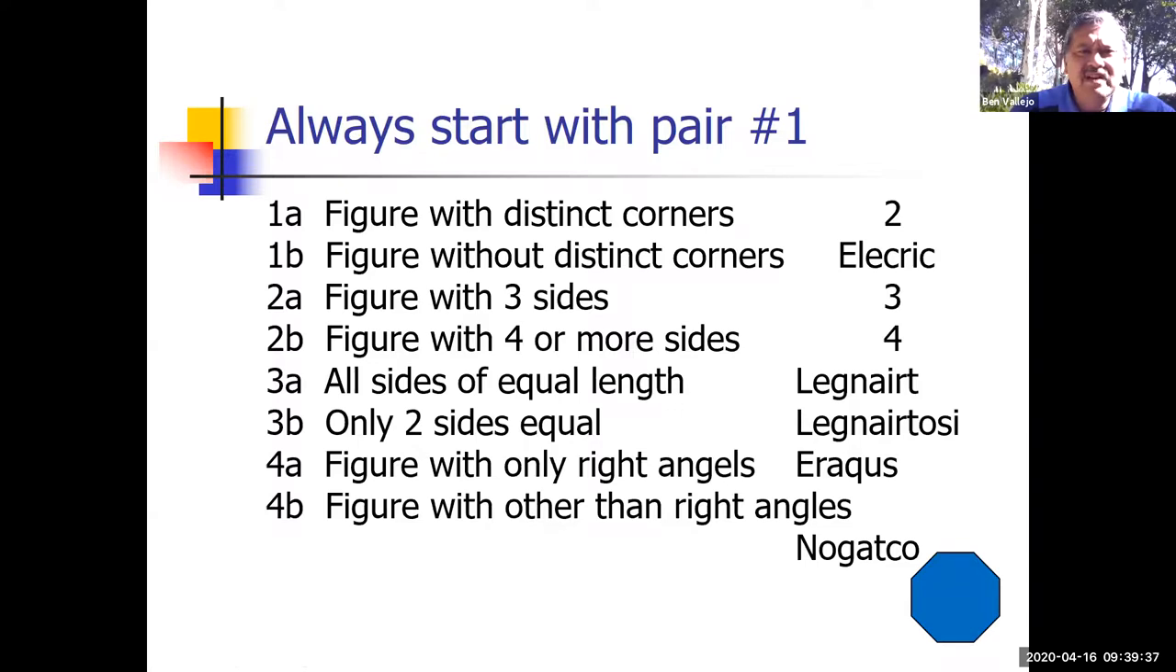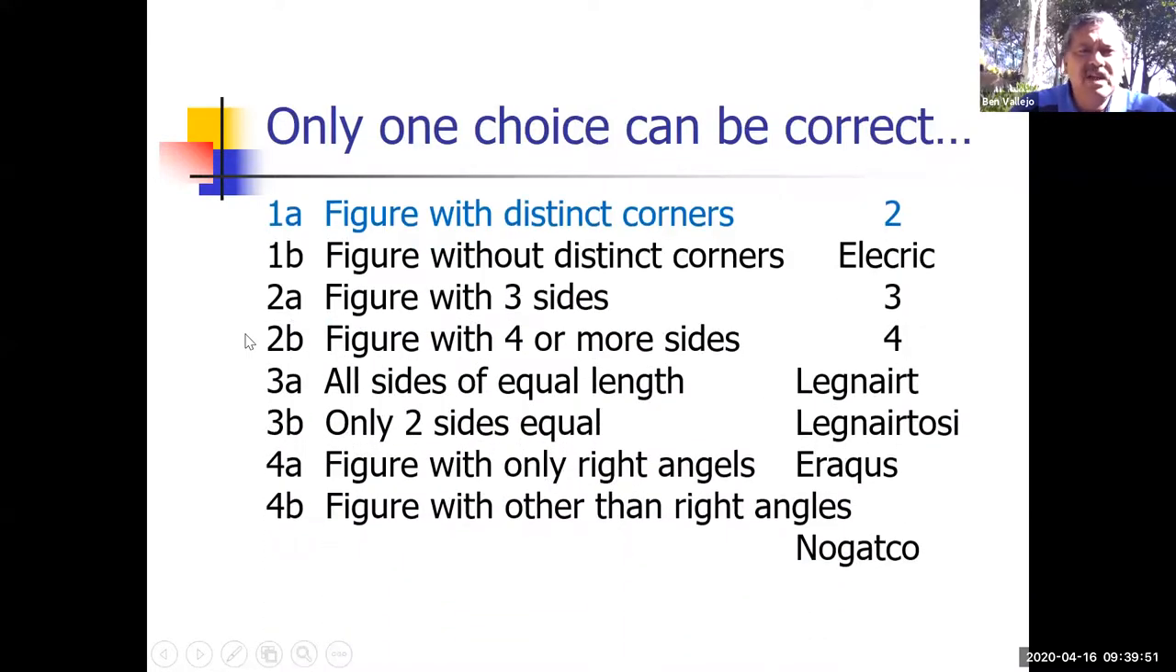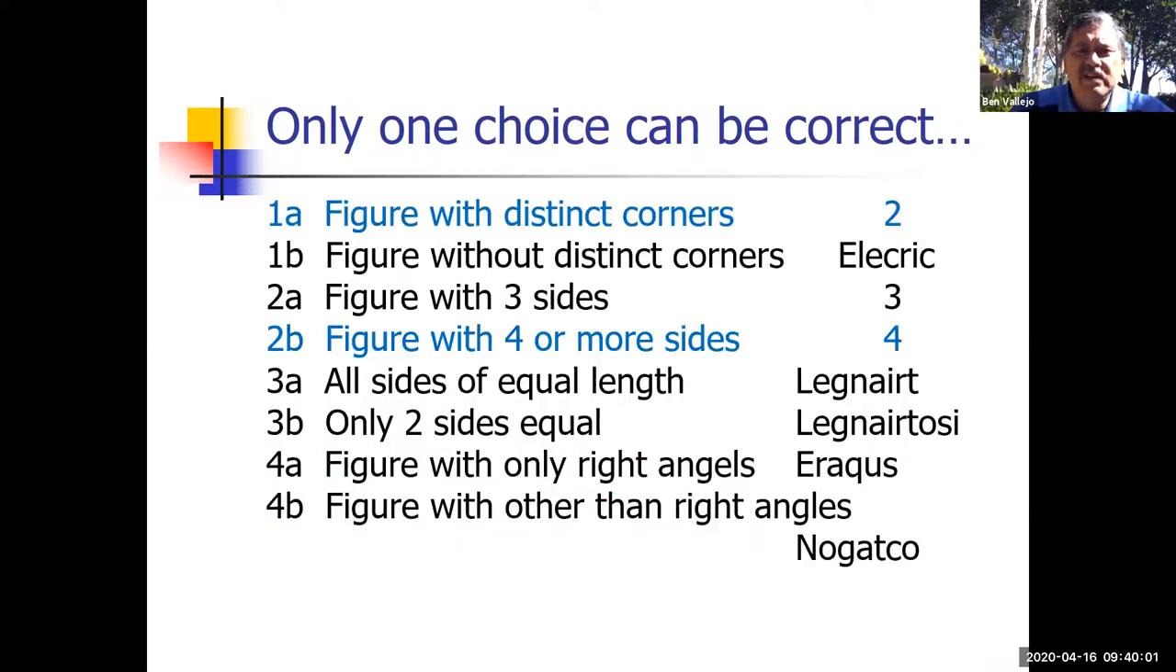Does this guy have any distinct corners? And it does. It has 8 of them. So I'm going to go to pair 2 because I know that 1A is the correct choice. And then I'm going to take a look at 2A, 2B. For this figure right here, does it have 3 sides or 4 or more sides? I'm going to go with 4 or more. So that's 2B, and 2B tells us to go to number 4, so we skip number 3 altogether.